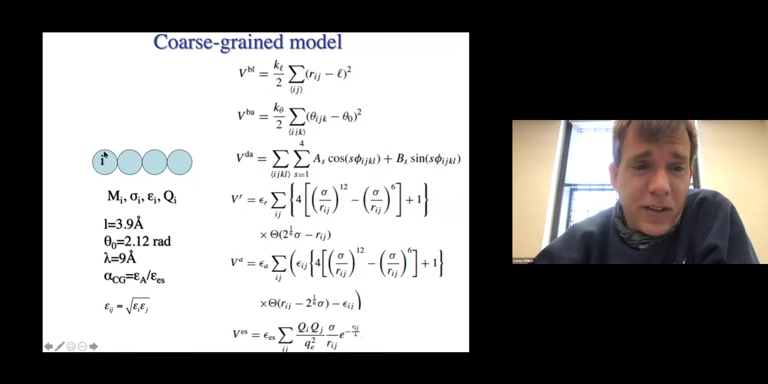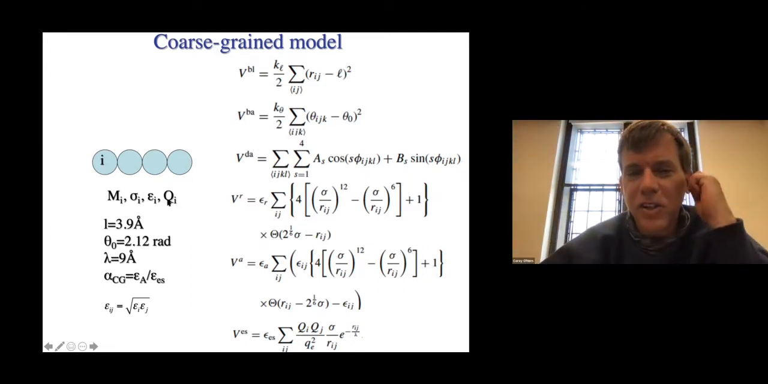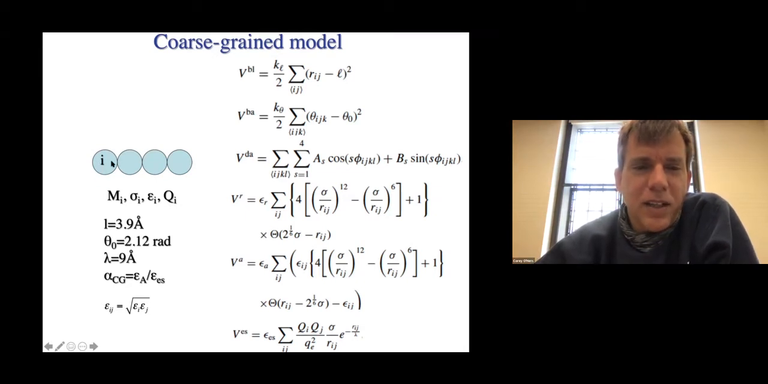So each monomer will be a sphere. Each amino acid will be a sphere. It'll have a mass. It'll have a diameter. It will have a hydrophobicity. It will have a charge. The separation between these monomers is just based on stereochemistry by adding up basically the peptide bonds. So it'll be at 3.9 angstroms, and there's a typical bond angle between those C alpha atoms.